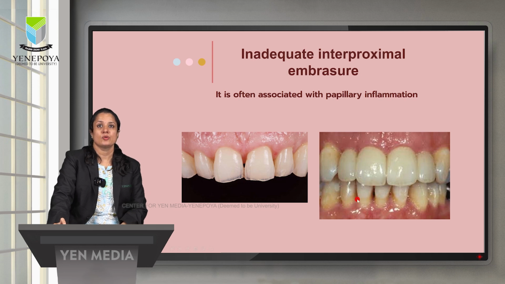Next comes the inadequate interproximal embrasure. It is often associated with papillary inflammation. Generally, when there is no proper contact between the teeth, that is, when the papilla does not fill the embrasure space, there can be accumulation of debris and plaque in the interdental region, which can lead to an inflammatory response, and it can also lead to further papilla loss.